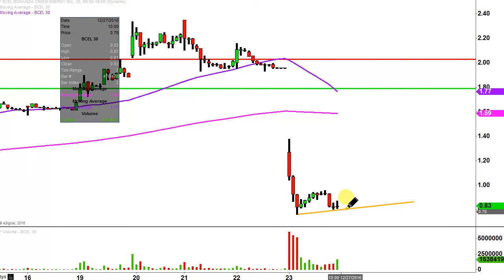Obviously, if the price crashes down through that orange line, then the bulls aren't making progress anymore, and that would just be a sign that the bears are gaining that much more momentum. But it's an easy way to measure the progress.